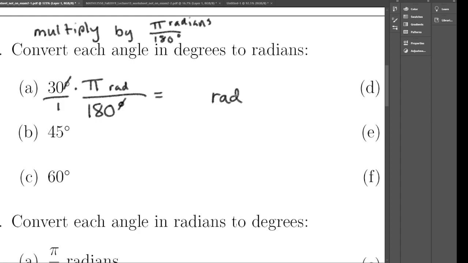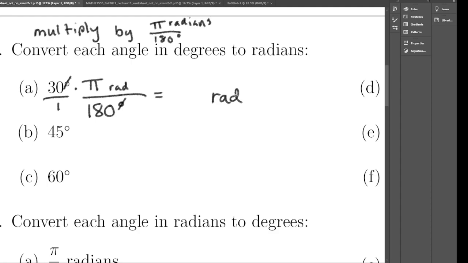This is a trick that also works in a lot of science classes, where if you want to convert from one unit to another, you always have to multiply by a fraction where the measure on the top and the measure on the bottom are in different units, but they equal the same thing. Pi radians is the same as 180 degrees. And you always want to multiply by the fraction such that the new unit is on the top and the old unit is on the bottom. That's just a general trick for converting units.